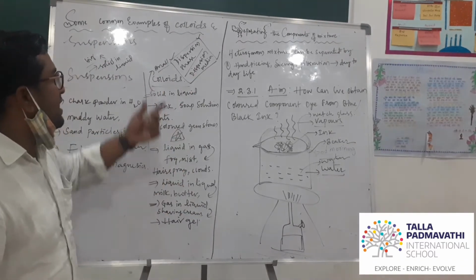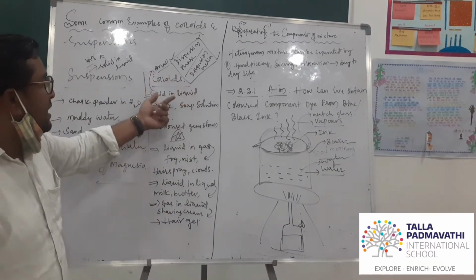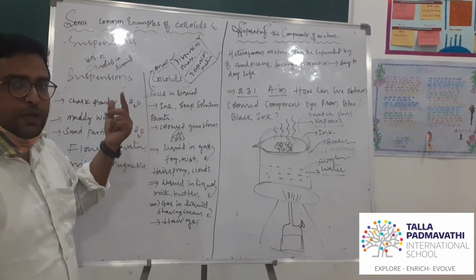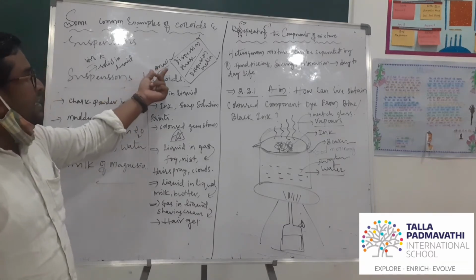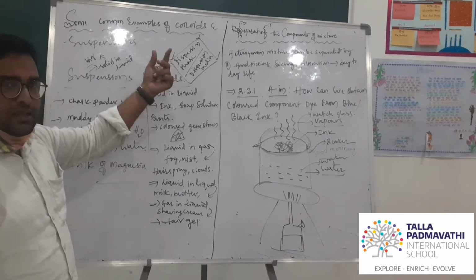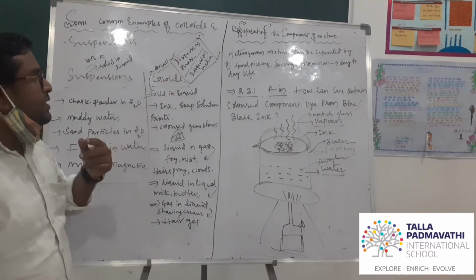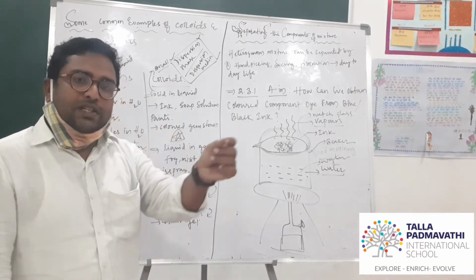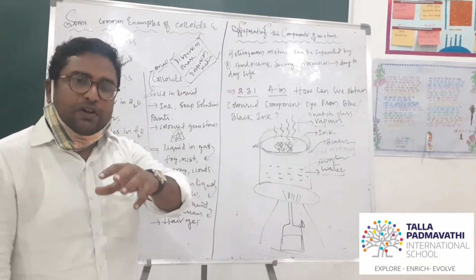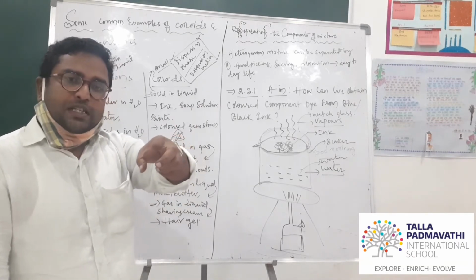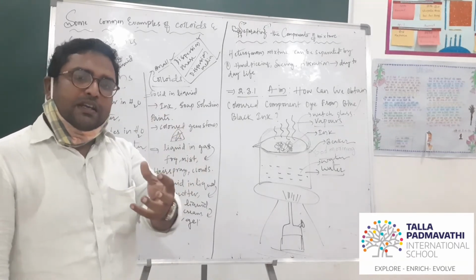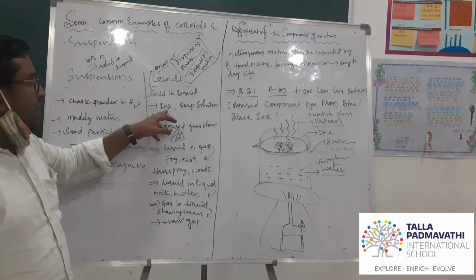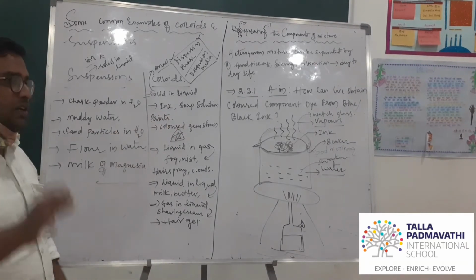Now let's understand some more examples of colloids. Compared to suspensions, in colloids the particles are smaller. So, dispersion phase and dispersion medium. What is the dispersion phase? The dispersion phase is the particles which are dispersed in a medium. The particle being added is called the dispersion phase, and the medium receiving it, where we are adding, is called the dispersion medium.